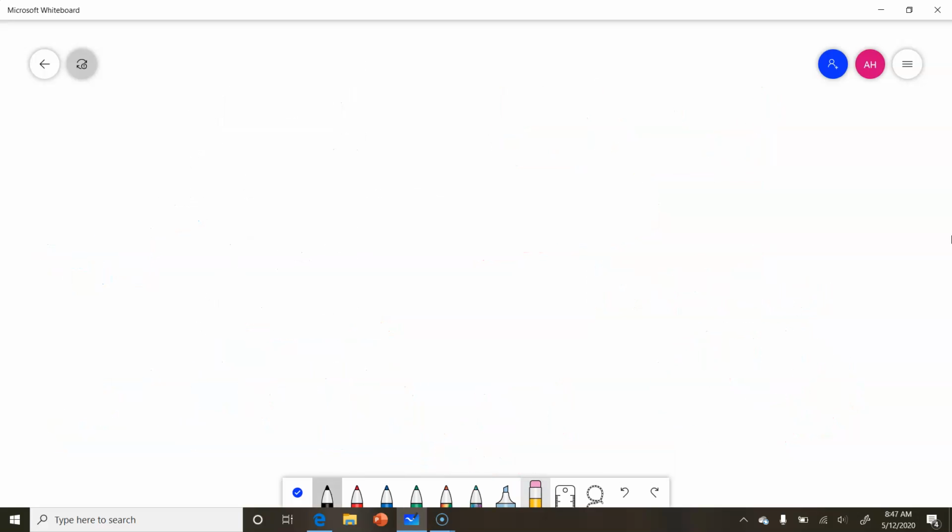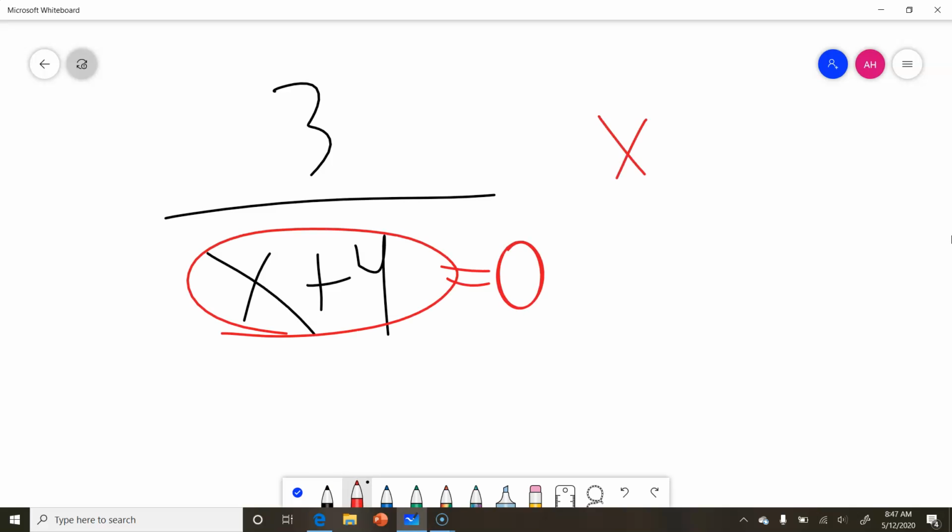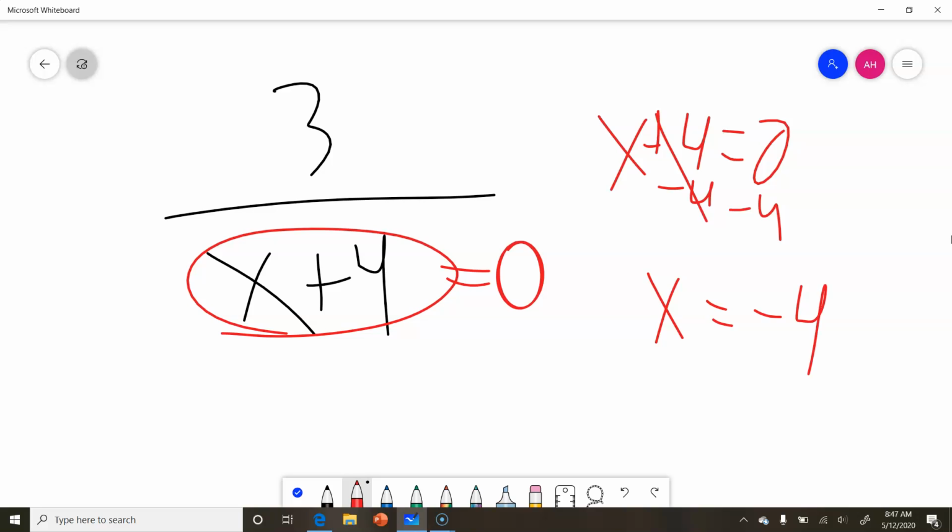Okay, let's do another one. That's pretty straightforward. What if it was 3 divided by x plus 4? If I want to know what's excluded, all I do is set this one equal to 0. So I get x plus 4 equals 0. I subtract 4. I'm left with x equals negative 4. But in this case, I want to know what it cannot equal. And so my final answer is x cannot be negative 4.